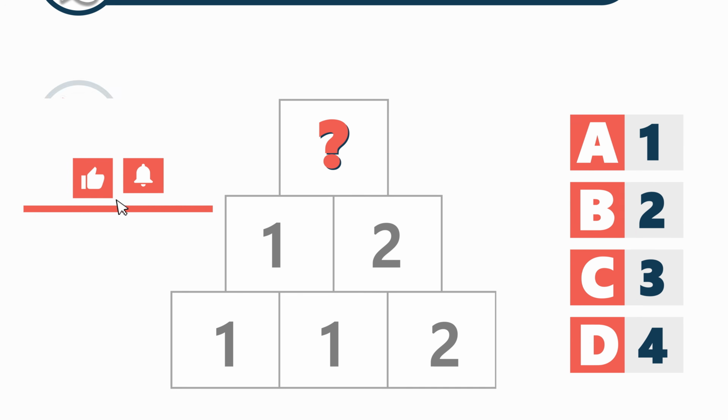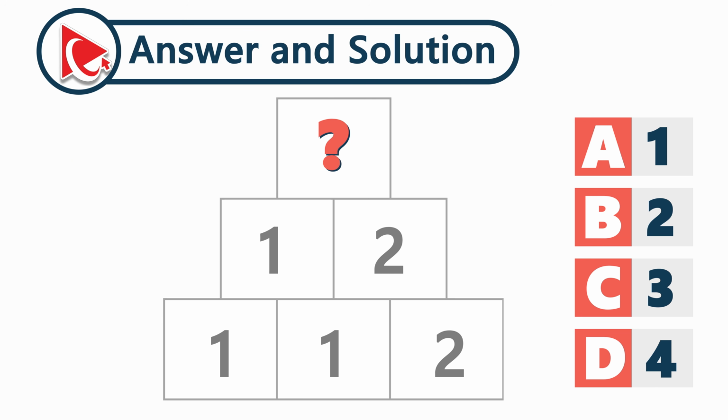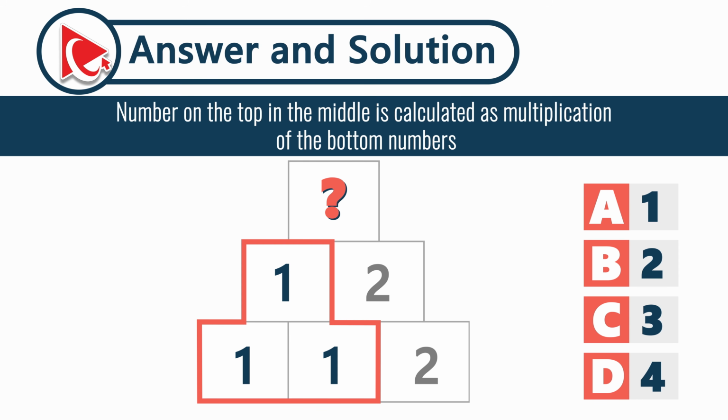It's a clear solution, but only to those who look at it the right way. I'm pretty sure you're one of them, though. Take a close look at the pyramid. From the larger pyramid, you can form smaller pyramids. For example, 1, 1, and 1 would be a smaller pyramid. And the number in the top of the small pyramid is calculated as multiplication of the bottom numbers.